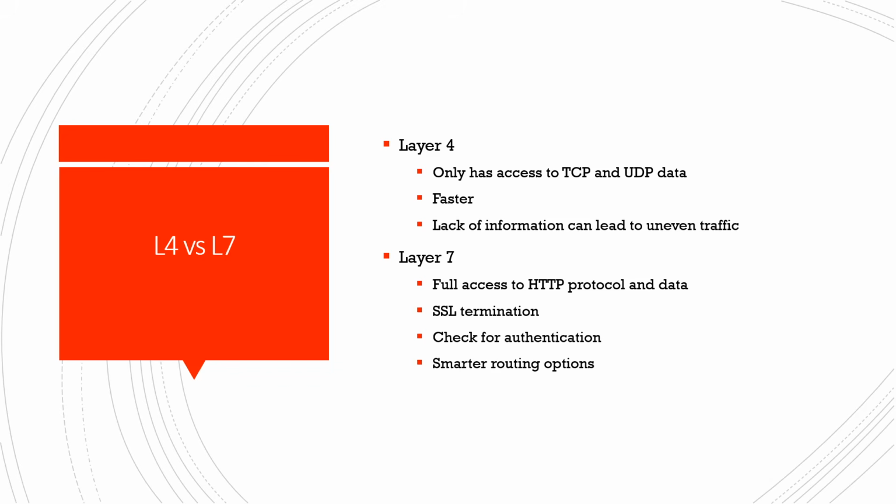Layer 7 has full access to the HTTP protocol and the data of the request. It can also terminate SSL and decrypt traffic. It can check for authentication, so if a user sends a request, they're not logged in, they're trying to get to a certain page, instead of letting that go to your application server, right at the load balancer you could redirect those people. And as a result of having access to the entire URL of the request and all the data within that, you have a lot of smarter routing options.